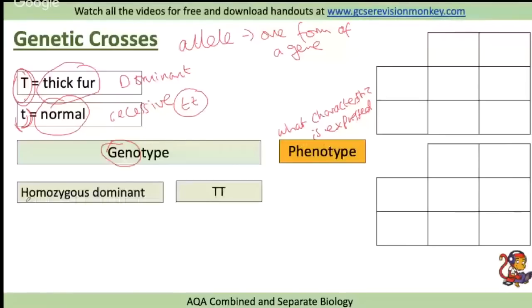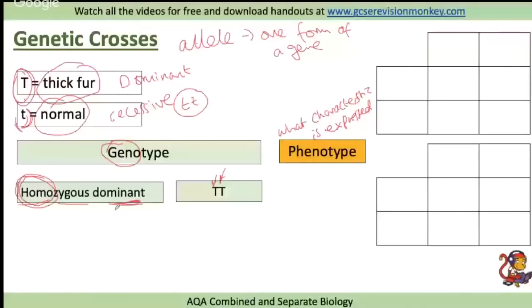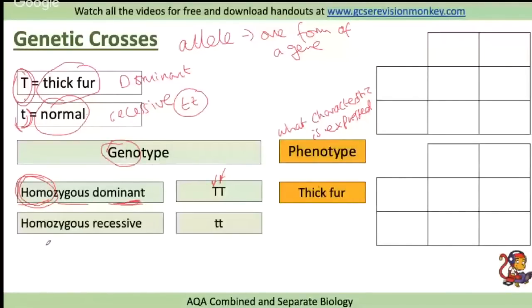Homozygous dominant. That means homo is the same, okay? So 2 of the same dominant. That would give a phenotype of thick fur in this case, because that's the dominant allele. Then homozygous recessive, which means 2 of the same, homo recessive, so 2 lowercase letters. And this is the only opportunity for you to get a normal fur mouse.